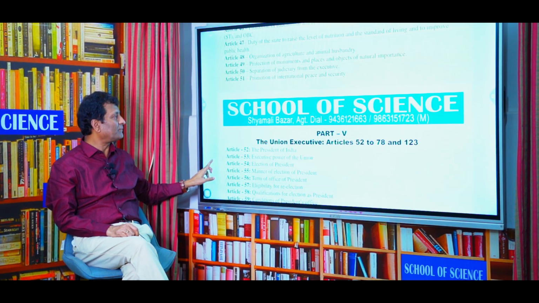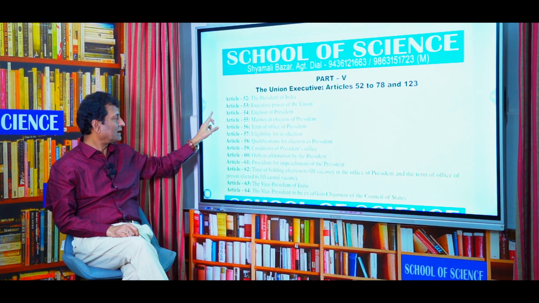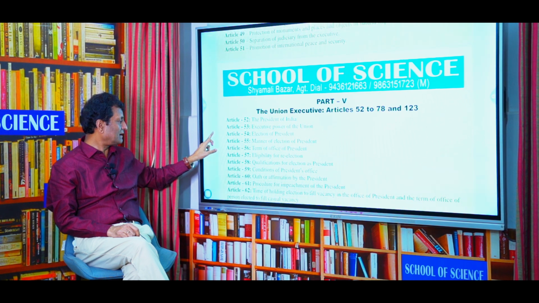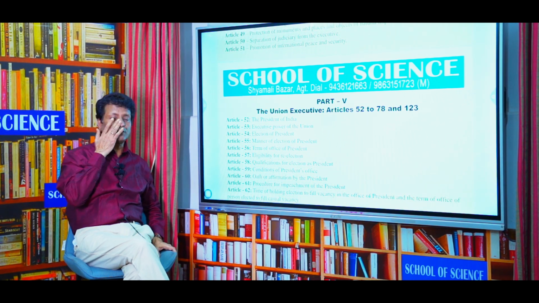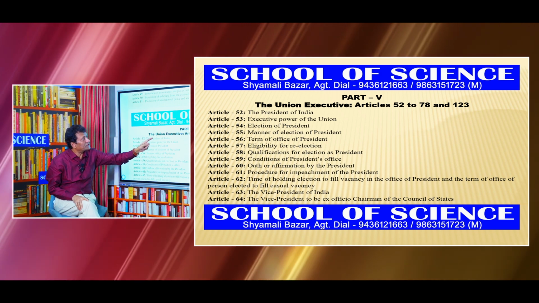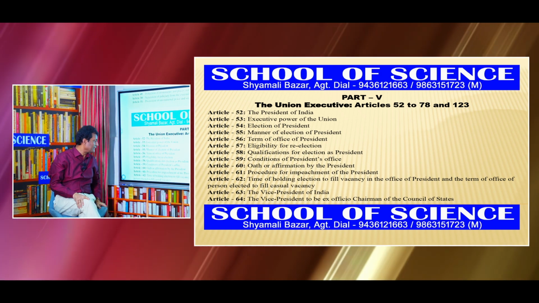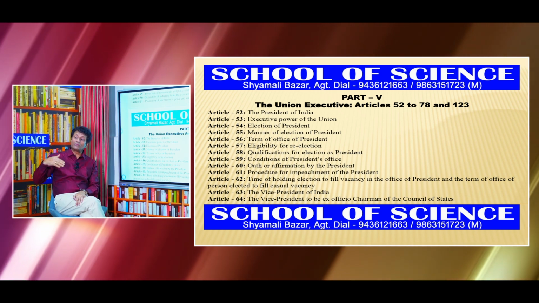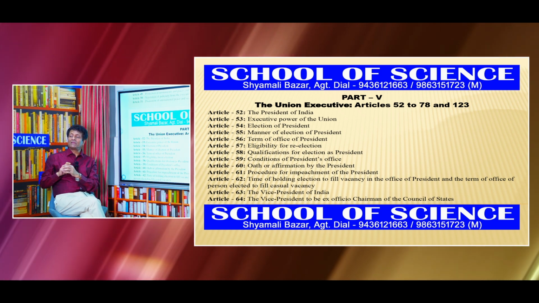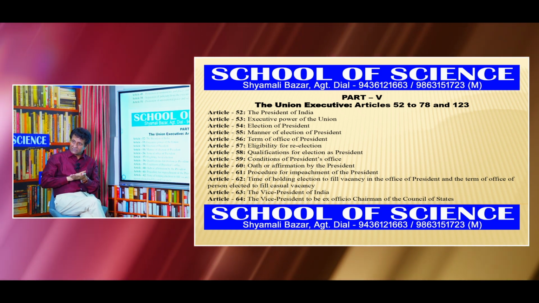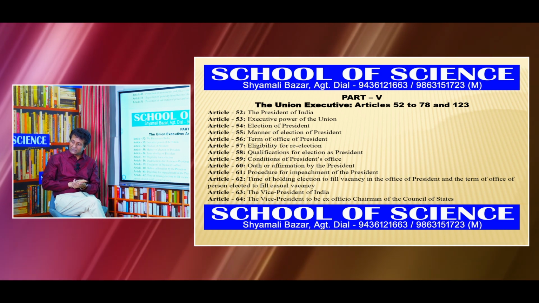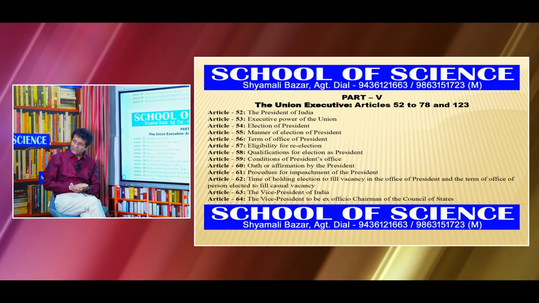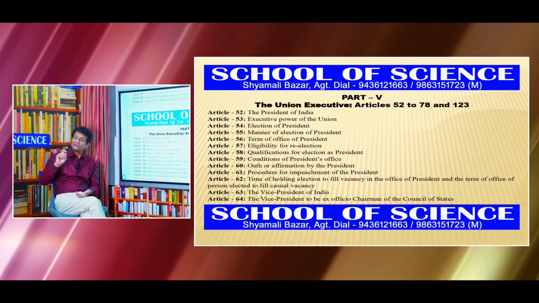Then we come to a very important topic, Articles 52 to 62. All of you try to get it. The Union Executive, Articles 52 to 78 and then 123. We will study them at length. Now, when we discussed Part 5, I said a week ago that Part 5 consists of the President, the Vice President, the Prime Minister, the Parliament and the Judiciary.